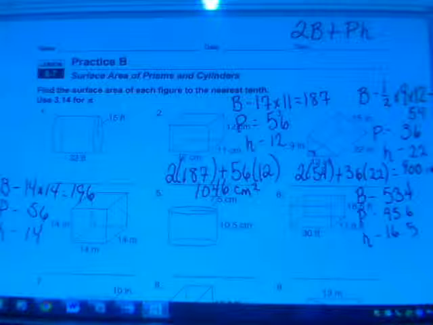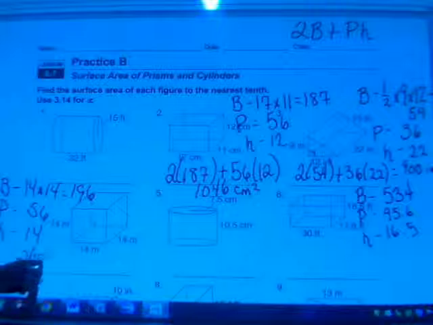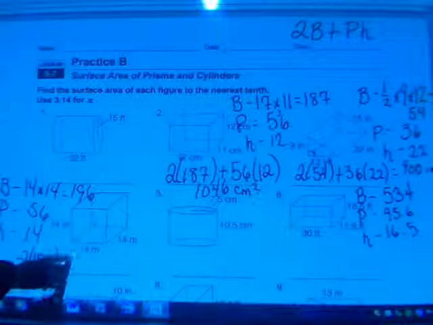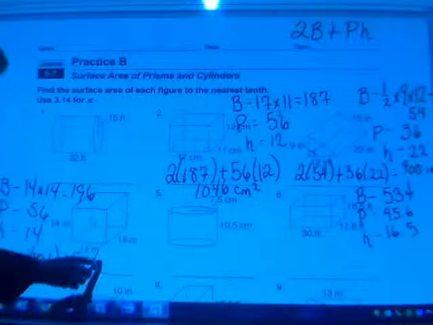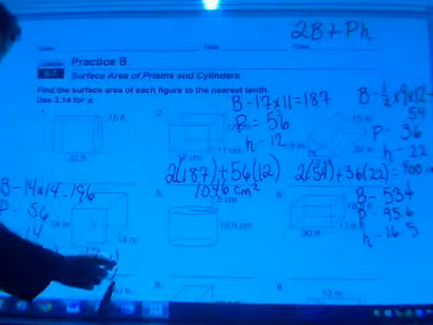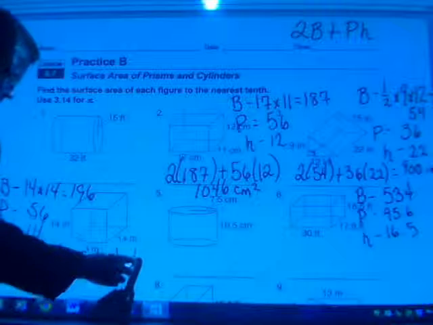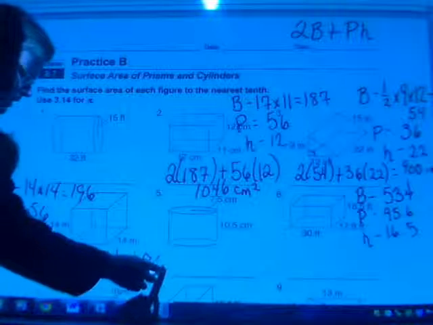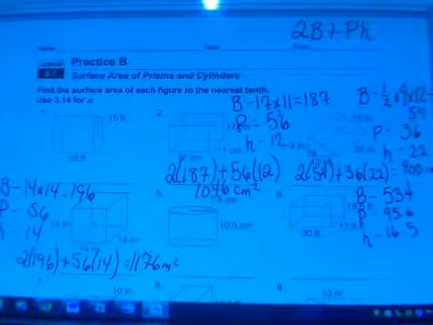In number 4 there, 2 times the B number, so 2 times 196, plus the P number times the H number, 56 times 14. Again, order of operations. Are you sick and tired of me saying that yet? Order of operations. So the multiplications first, and then go back and do the addition. That's 392 plus 784. That's going to give me 1,176 meters squared.